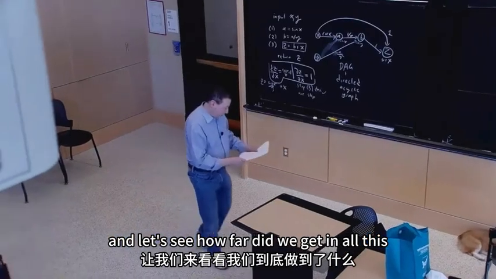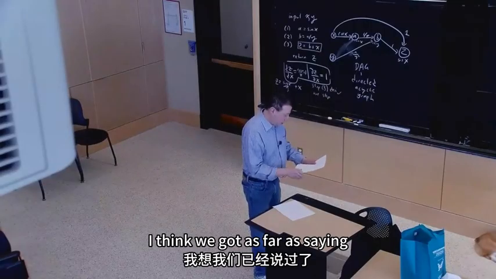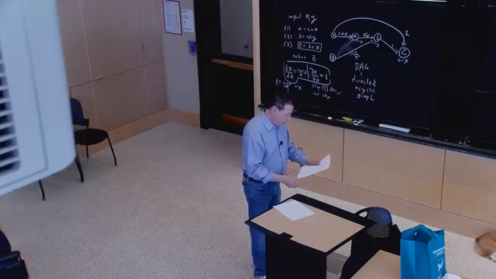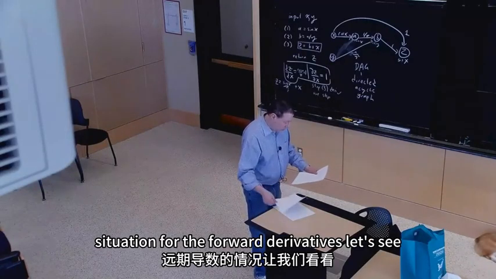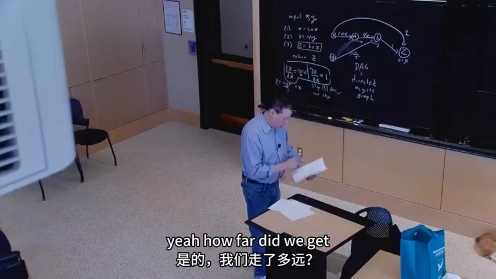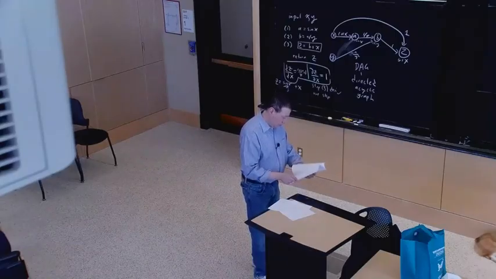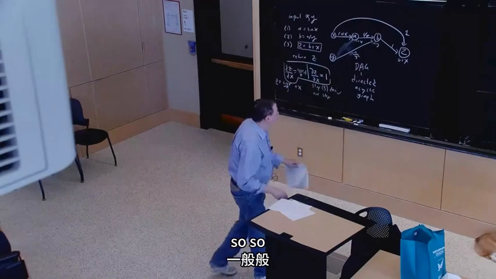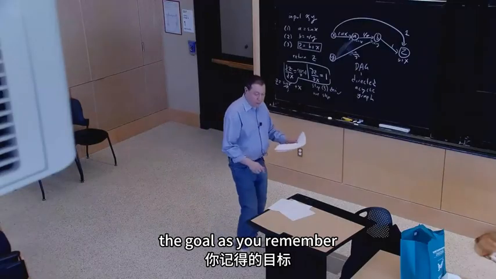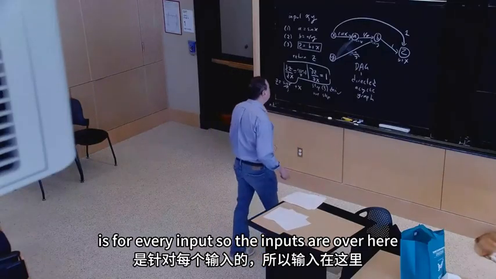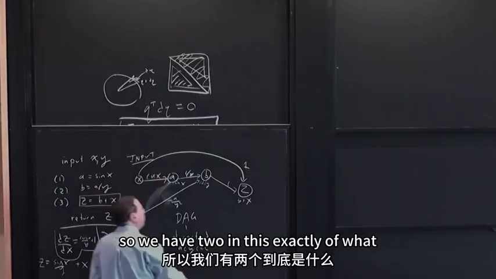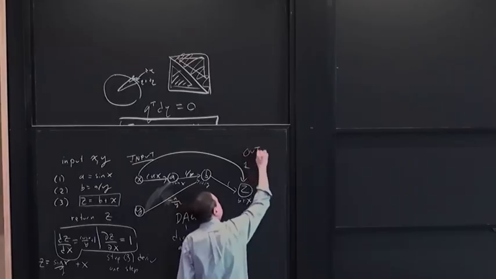And let's see, how far did we get in all this? I think we got as far as the general situation for the forward derivatives. So the goal, as you remember, is for every input, the inputs are over here, and for every output. In this example we have two inputs and one output.